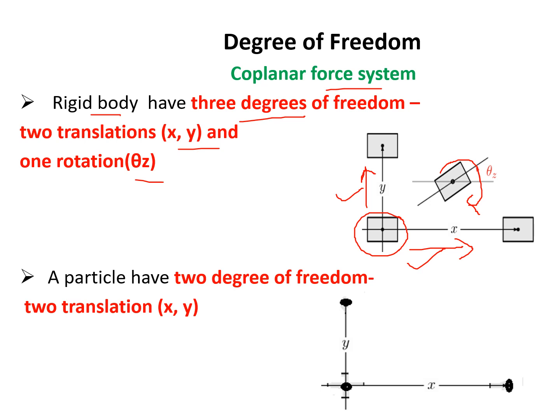If in the coplanar force system there is a particle, then we have 2 degrees of freedom. It means we have the 2 translations x and y. You see this is the point. It can translate in the x direction, it can translate in the y direction, and there is no rotation with respect to that particle. So we have 2 degrees of freedom in terms of translation along x and y.